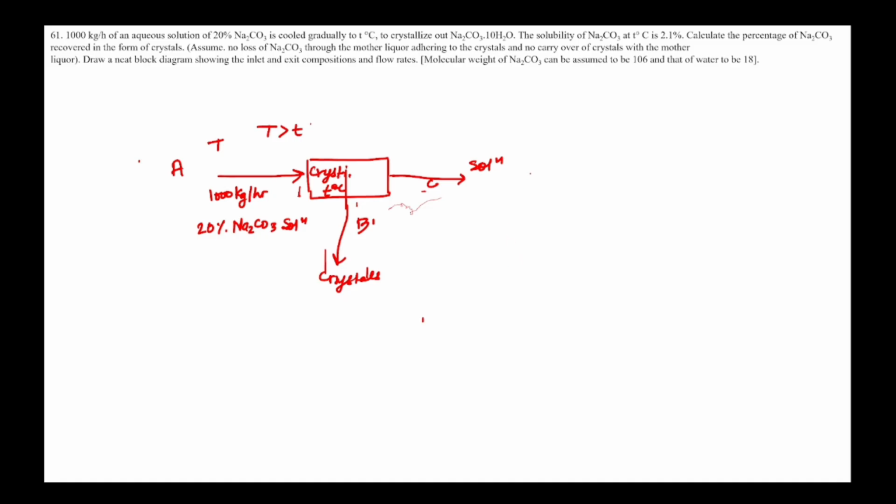So applying the overall balance, 1000 is equal to B plus C. This is the overall balance. Suppose I will mark it 1. Now the component balance, the component here is Na2CO3. So we will do the Na2CO3 balance.